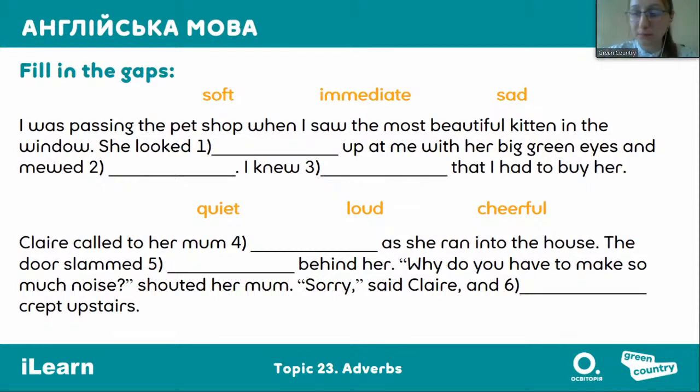What do we need in number 1? She looked. Вона подивилася. Дивіться, look в даному випадку це не виглядати. Да? Вона не виглядала сумною, а вона подивилась на мене як. Да, якщо б вона виглядала сумною, то була б she looked sad, але в нас тут є up at me. Тобто вона подивилася, да? So we need sadly. Вона не виглядала, вона подивилася сумно на мене.